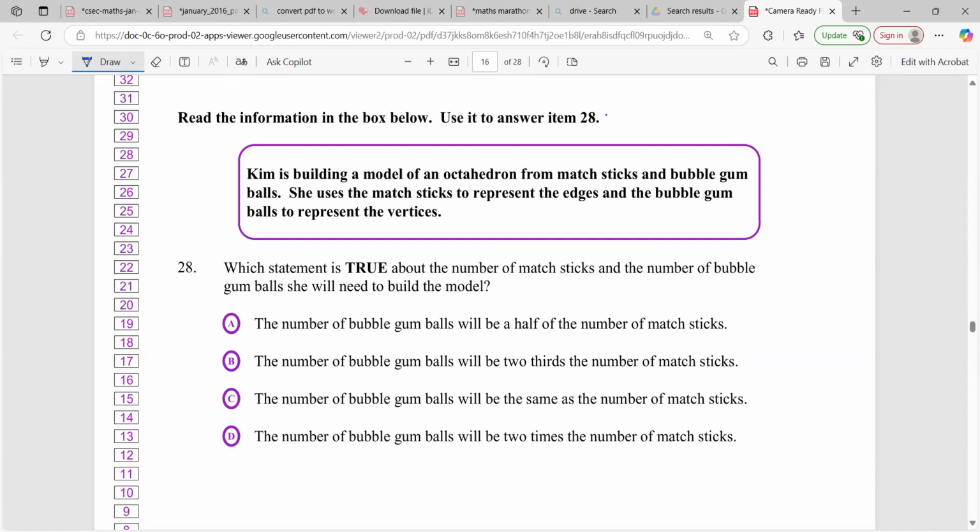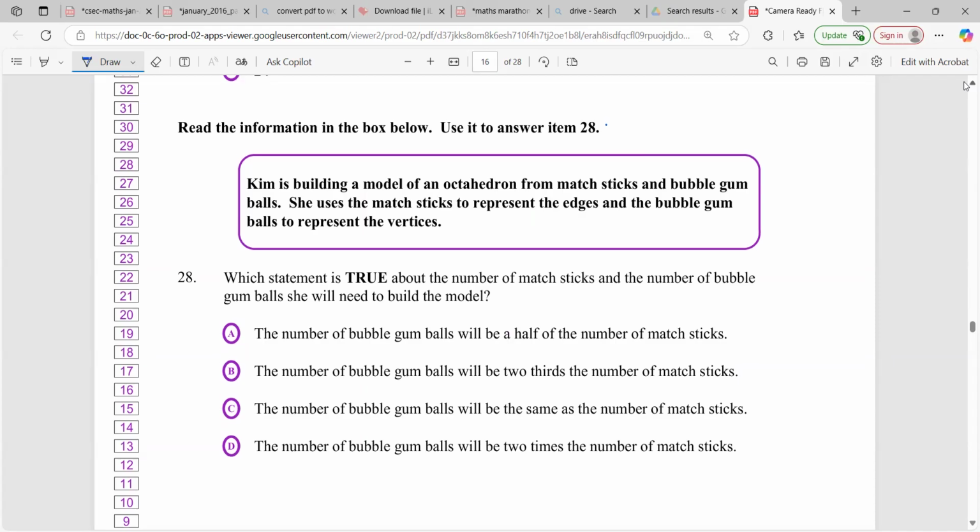Read the information in the box below. Now I'm not talking the second time, the first time. All right, so Kim is building a model. Sir, I didn't go over the answer. Can you go over the question again? I put 18. All right, somebody still not convinced that it's it.